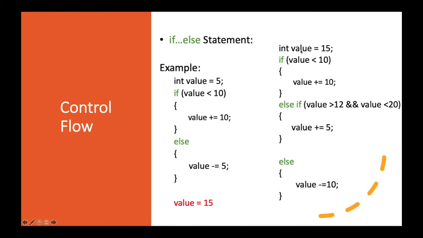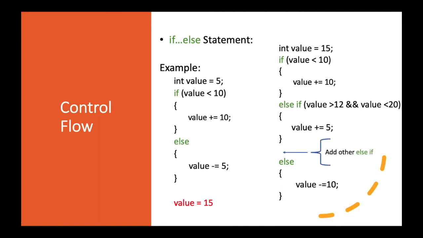So let's evaluate this. Value is 15. 15 is less than 10, which is false. Then we move on to the next block. 15 is greater than 12, that is true, and 15 is less than 20. So this expression is going to be true, which means we are going to execute this block here.